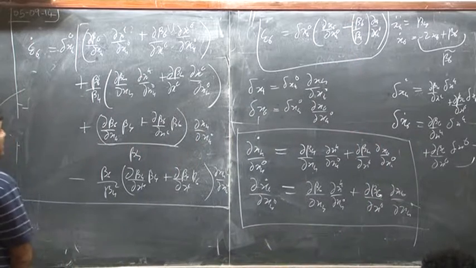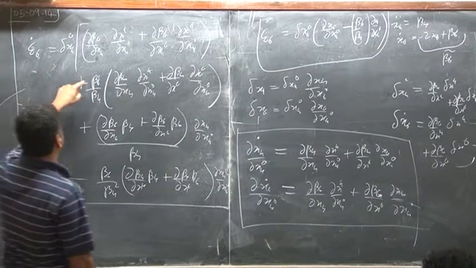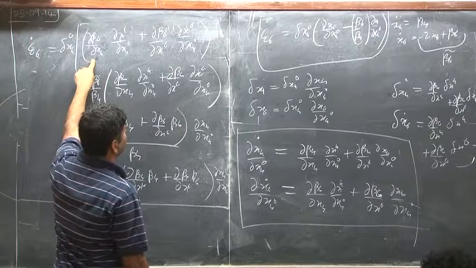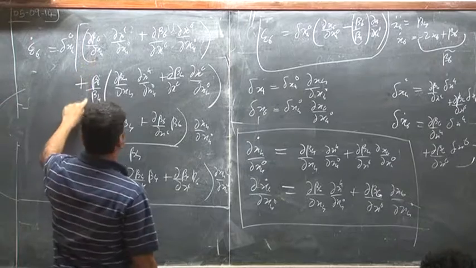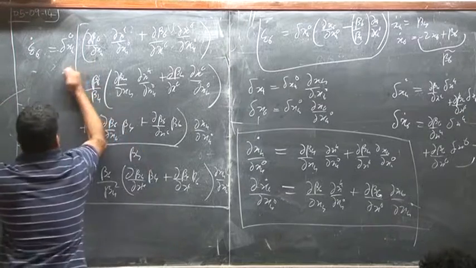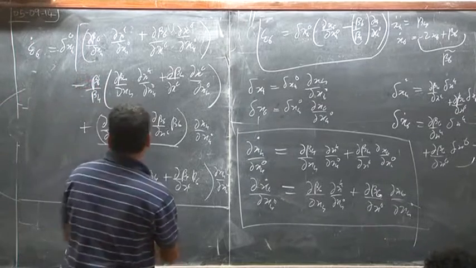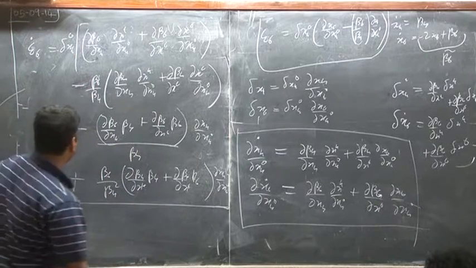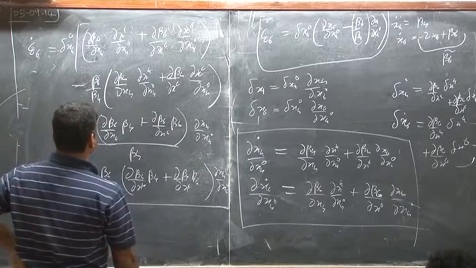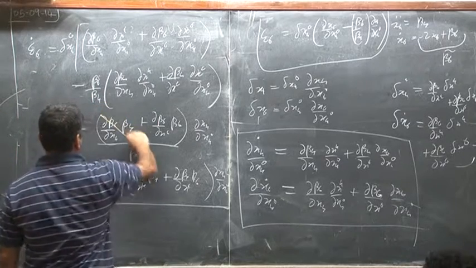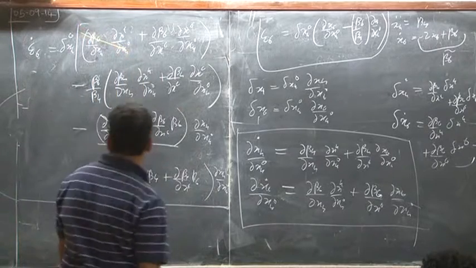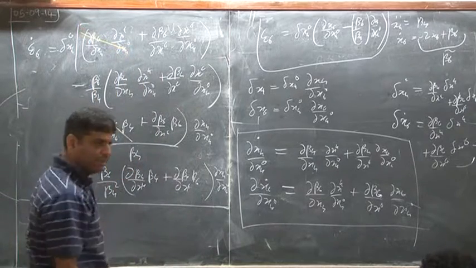Okay, so now we need to fix this. So let's see what we have got wrong. This one is correct. The next one was minus and plus. Okay, great. So now this term and this term cancel each other, the beta 4 by the beta 4.